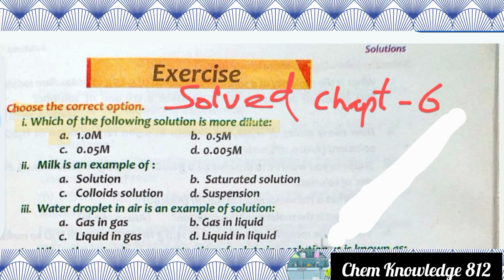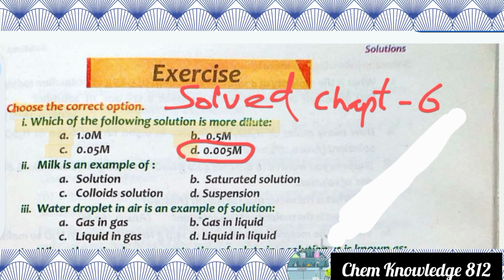The first one is 1 molar, B 0.5 molar, C 0.05 molar, and D 0.005 molar. So you can say D is the answer, 0.005, because it is a more dilute solution, because its concentration is lower than all these.